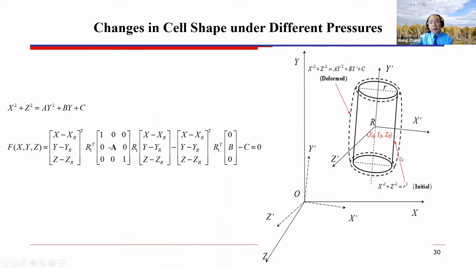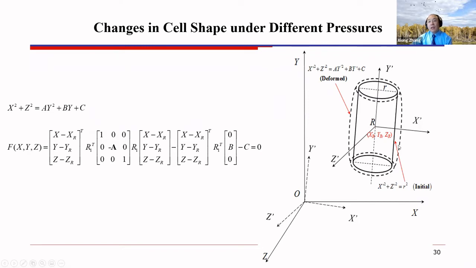Remember, the acrylic cell will deform under the applied pressure, so we need an equation to describe it. We can say that the acrylic cell initially has a cylindrical shape, and the cylindrical shape has an equation like this, right? And then when it deforms, it will deform into a drum shape. It will have an equation like this, right? This is the equation for the drum shape of the acrylic cell in a standard coordinate system with the origin at the center of the acrylic cell, right?